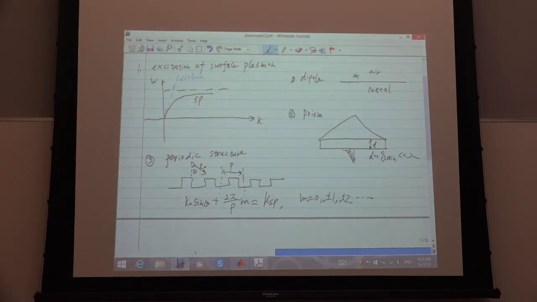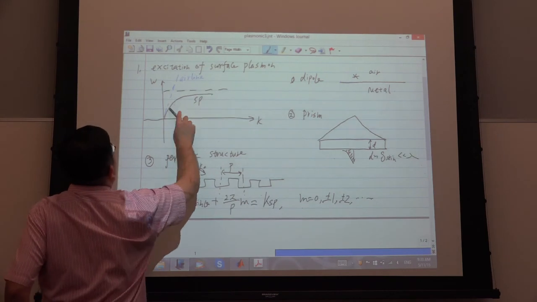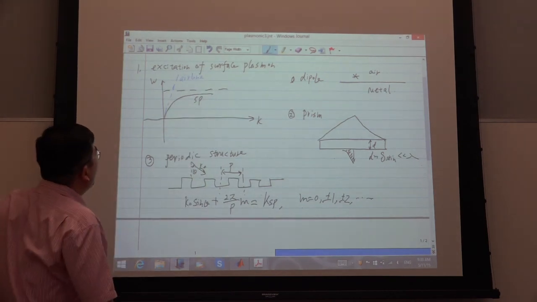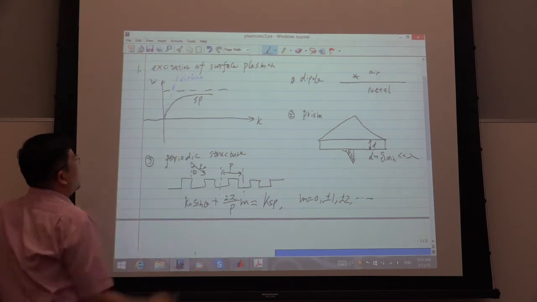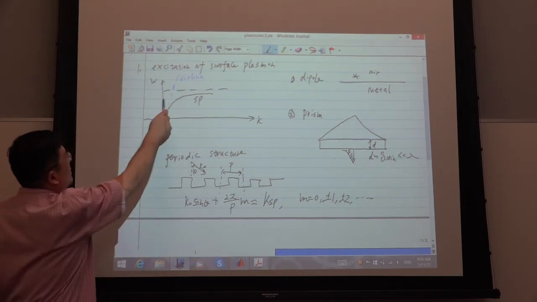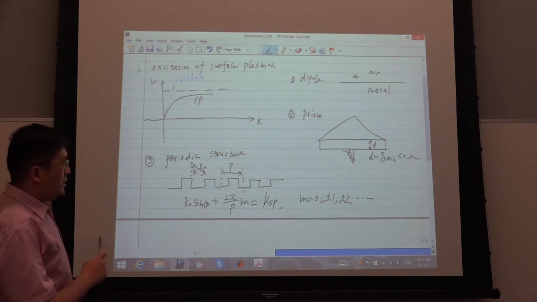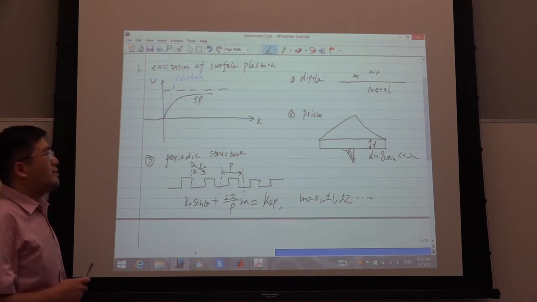So it's at the right hand side of this air line. Okay, something here. You can see here, for a given omega, the tangential wave number of the surface plasmon should be larger than the k0 of this air line. So it needs some special technique to excite the surface plasmon.